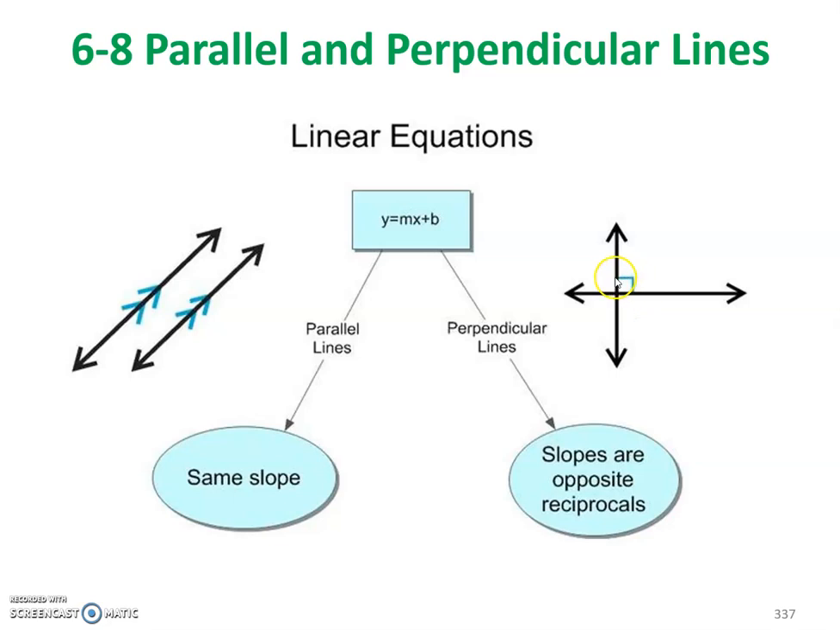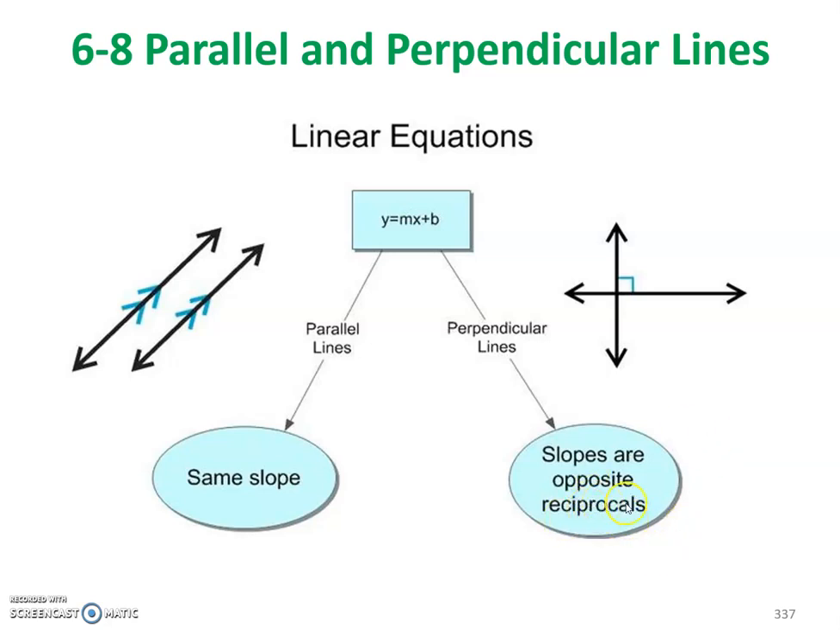This little mark here that forms like a square, okay? This mark here tells me that this is a 90-degree angle. When I have a 90-degree angle, I know that these two lines are perpendicular, okay? When they're perpendicular, their slopes are opposite reciprocals. So we're going to talk more about what an opposite reciprocal is. Okay, you learned about this when you divided fractions, right? You changed division to multiplication, and you made the second number its reciprocal, okay?